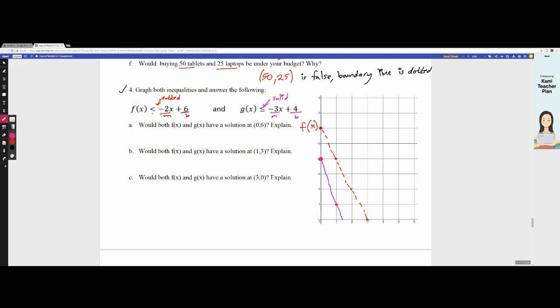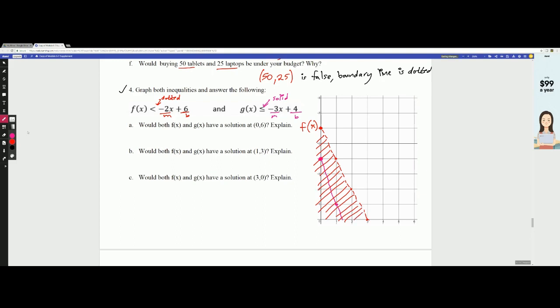Okay, shading. Where do we shade? So the red guy, let's take a look. Red guy says f of x is below or less than, so we're going to shade below. Notice how I'm not really caring about the g of x. I'm not worried about g of x. G of x is doing its own thing. As long as I'm below f of x, everything should be hunky-dory. Everything should be just fine.